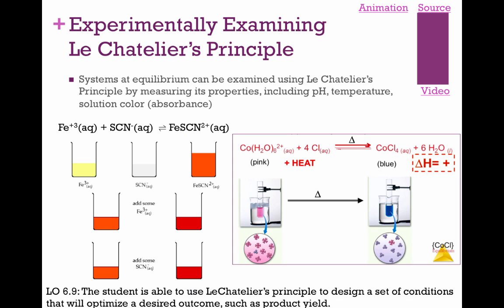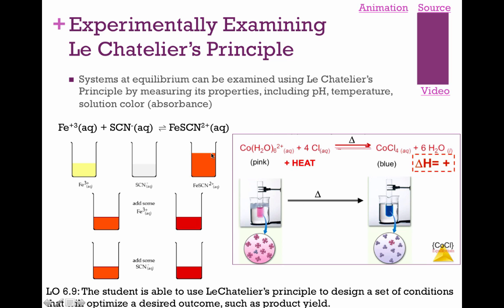And so there's a way that we can experimentally look at Le Chatelier's principle, and that's by using the FeSCN equilibrium system. And I can't remember if we looked at this in lab or not. But systems at equilibrium can be examined using Le Chatelier's principle by looking at pH, temperature, and then we can also look at the color of the solutions, which helps tell us the concentration.